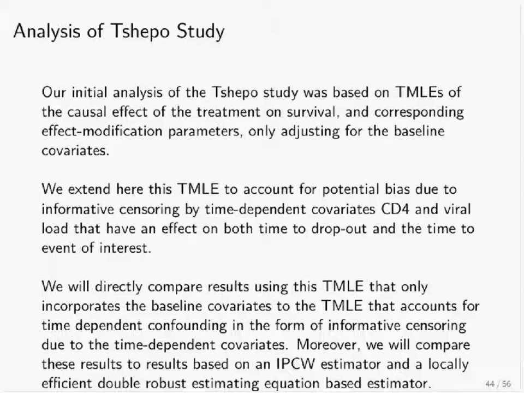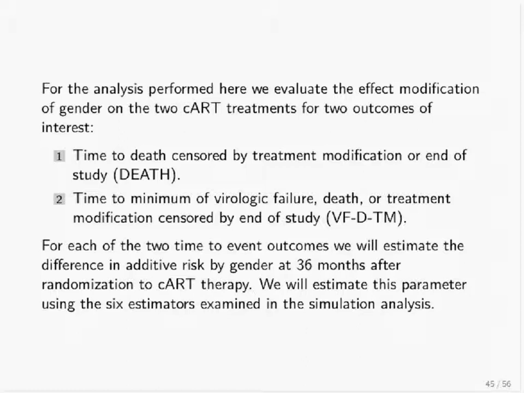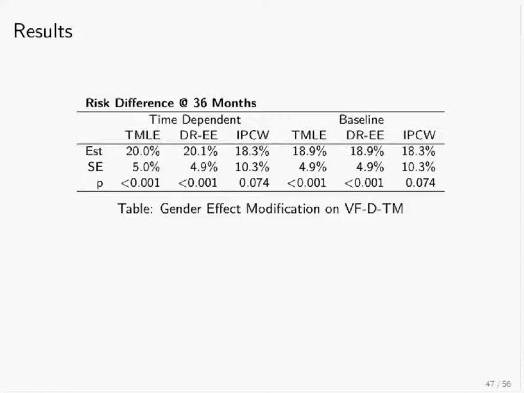Okay, so we also used methods to analyze HIV data, as I said, with outcomes like time to death. Here we were interested in estimation of the causal effect of the treatment on the outcome of time to viral failure, death, or treatment modification, and how that was modified by gender. So there's a difference of two causal effects we are going after, an interaction if you want. And you see here that TMLE gives a 5% change in effect from males to females, which is significant. So do others. What you see is IPCW gives a non-significant result.